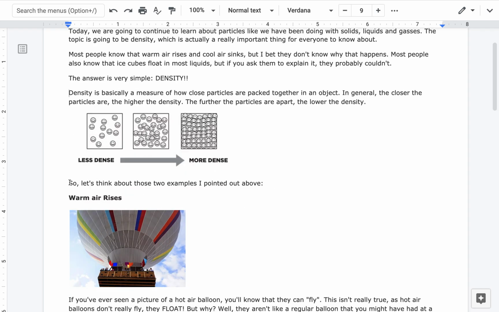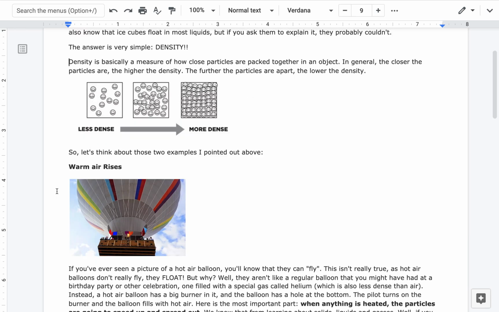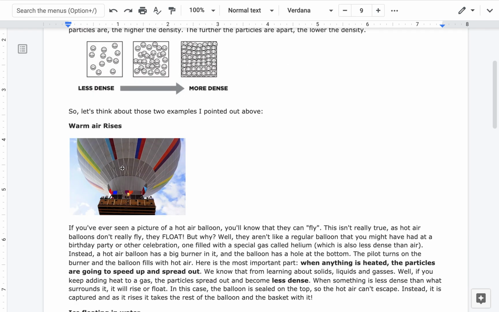So let's think about those two examples that I pointed out above. The first one is warm air rises. Now, you may or may not have seen a hot air balloon, and that's something I'm going to talk about. But if you've ever been in a building that has multiple stories, like an upstairs and a downstairs, especially in the summer, you might notice that if you go to the downstairs, it's much cooler than the upstairs. Well, that's because warm air rises.